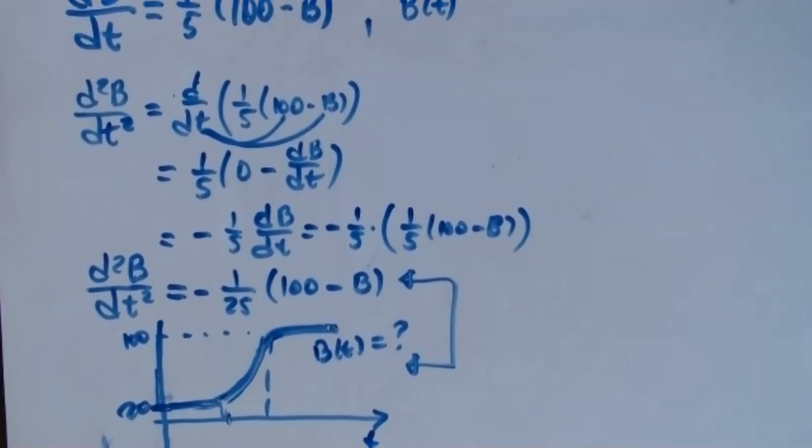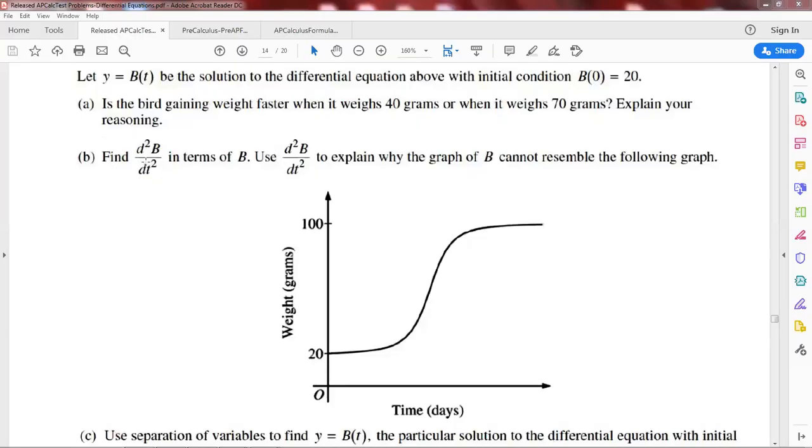Can I look at the question one more time? So this is the question, right? This is, find the second derivative in terms of B. So we did it. Use the second derivative to explain why the graph of B cannot resemble the following graph.